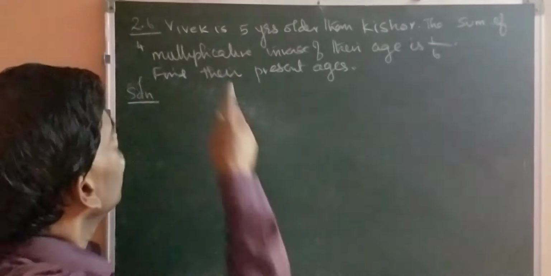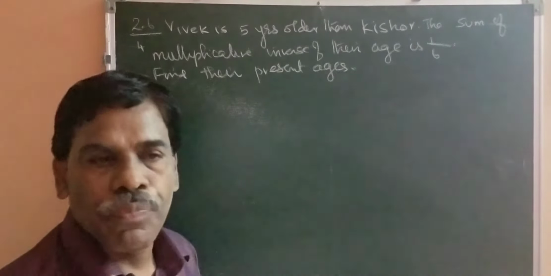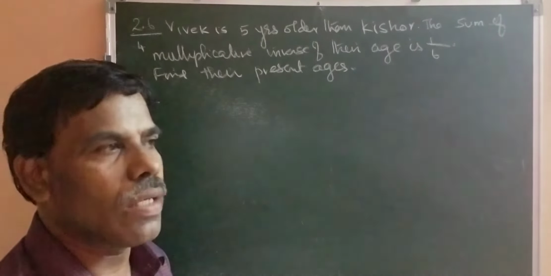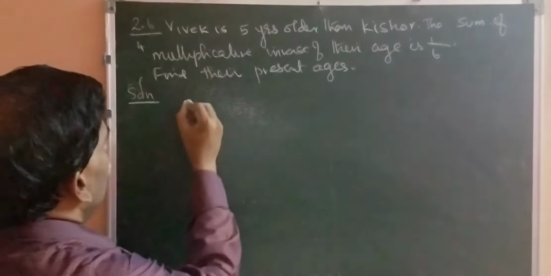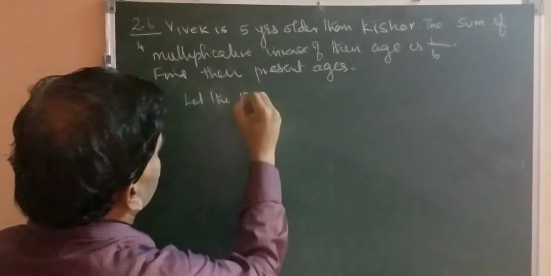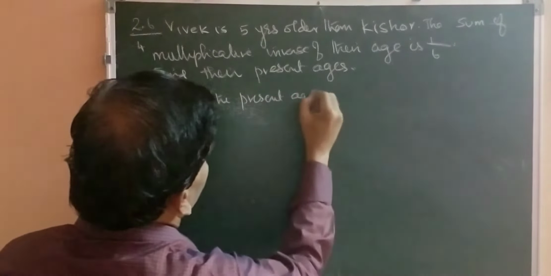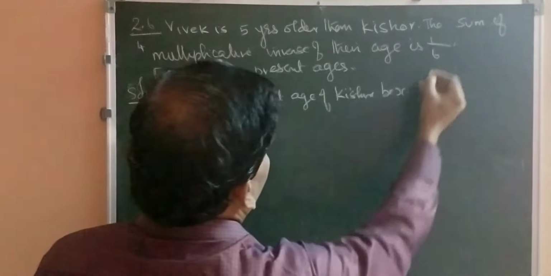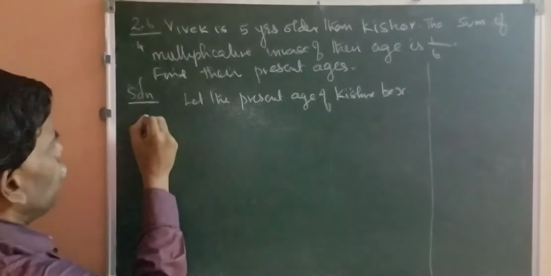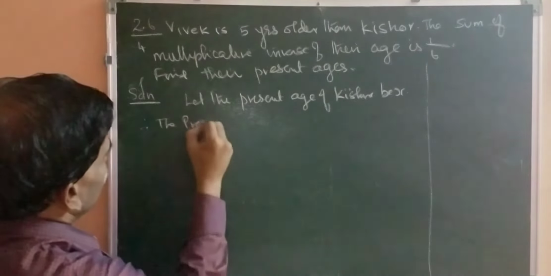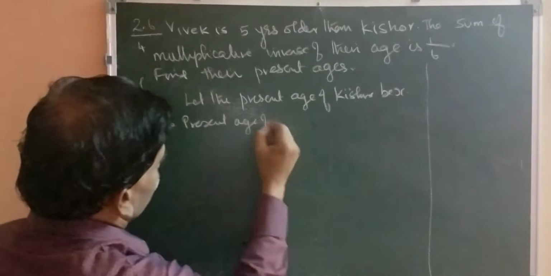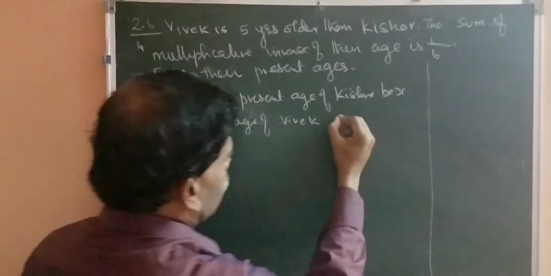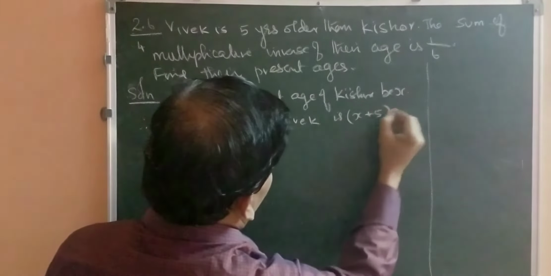Now, Vivek is 5 years older than Kishore. Then who is younger, who is elder? Kishore is younger. So always we have to take the younger's age only. We will have to assume. Let the present age of Kishore be X. Therefore, the present age of Vivek is X plus 5 years.